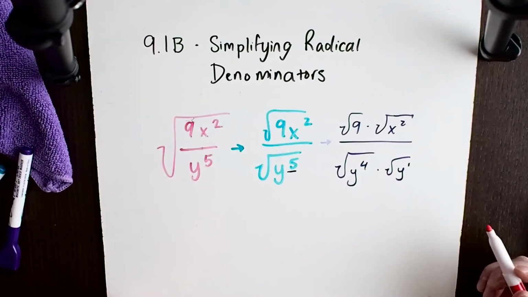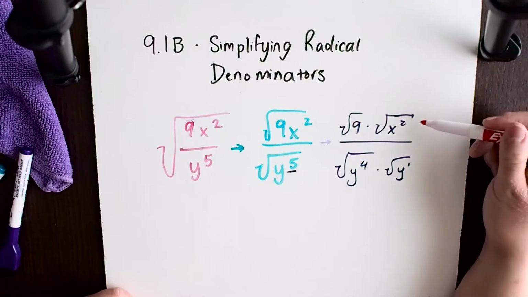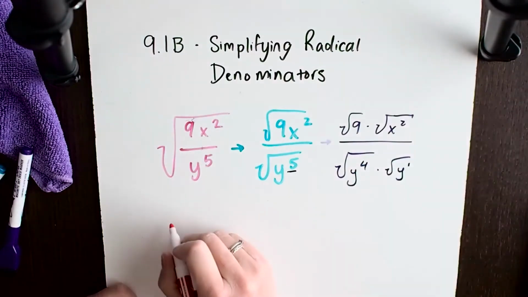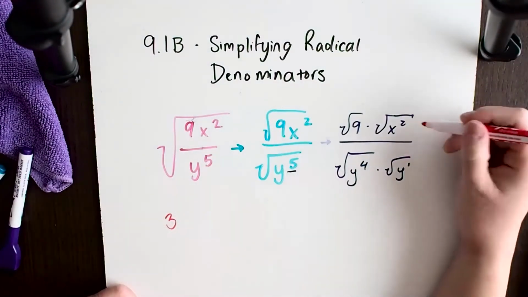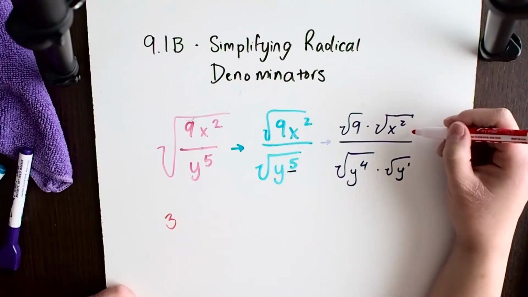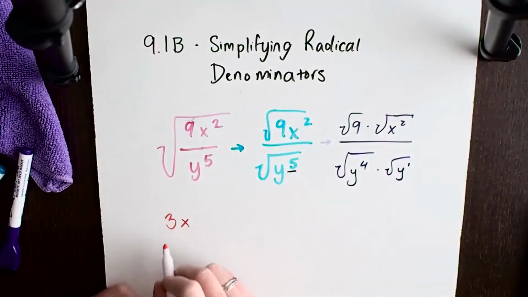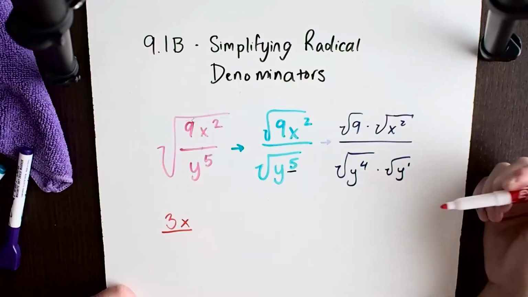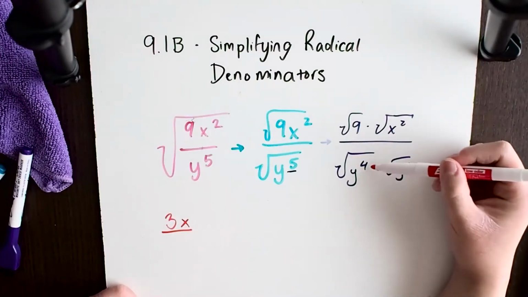Moving on from there, we're going to simplify the top first. So we can say the square root of 9 is 3 outside of the radical. The square root of x squared is simply x. On the bottom, we now have the square root of y to the fourth.